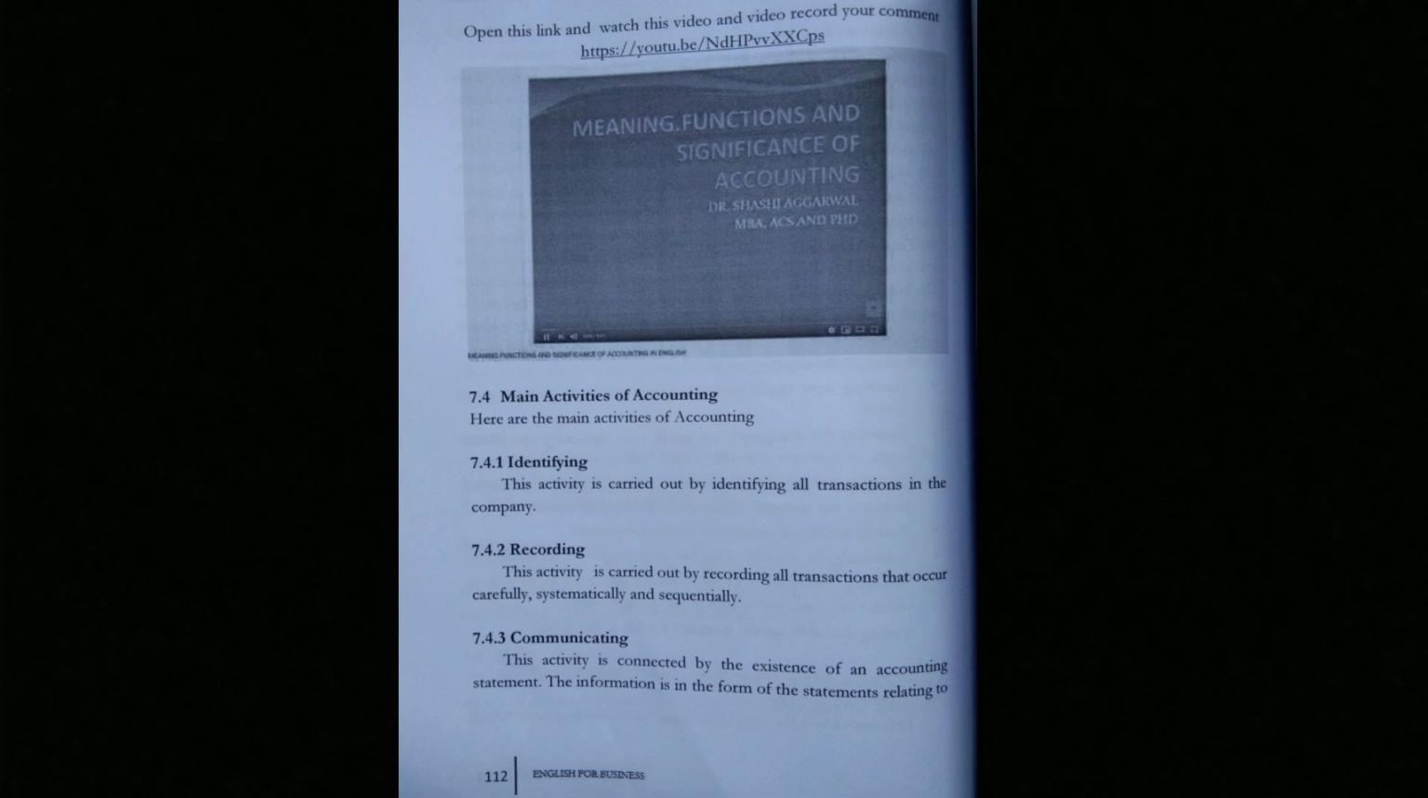Identifying. This activity is carried out by identifying all transactions in the company. Recording. This activity is carried out by recording all transactions that occur carefully, systematically, and sequentially.